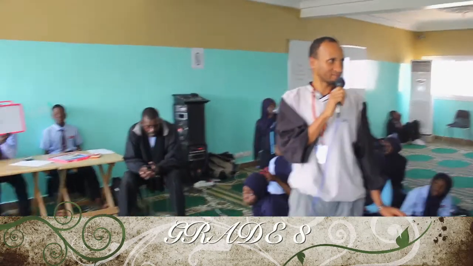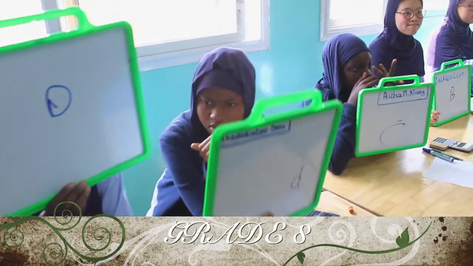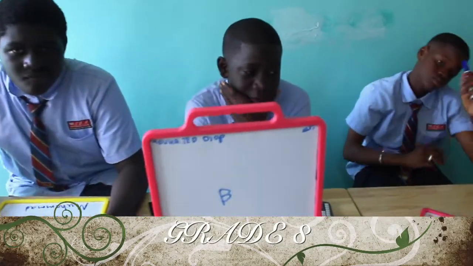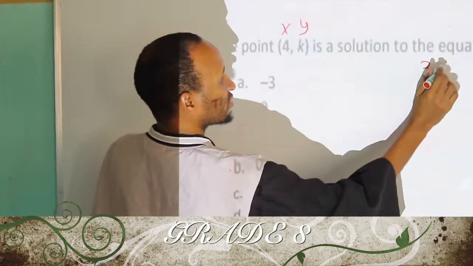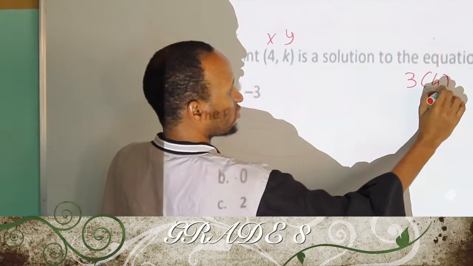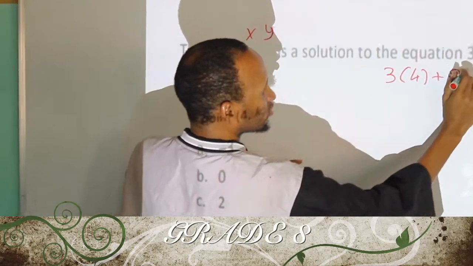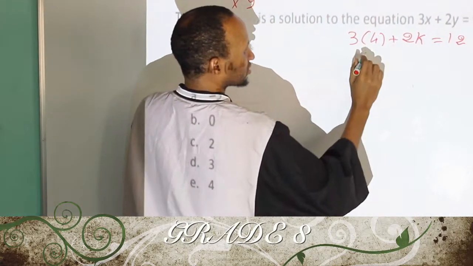Question number 12. Yes. B. Who got B? Ziwei. Okay, so Ziwei got it correct. So replace 3 times 4, plus 2 times y, but y is k, so 2k. Or you can just swap in for y if you want. Equal 12.